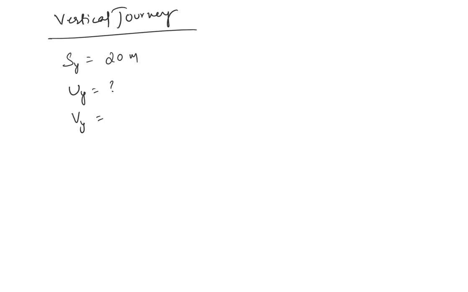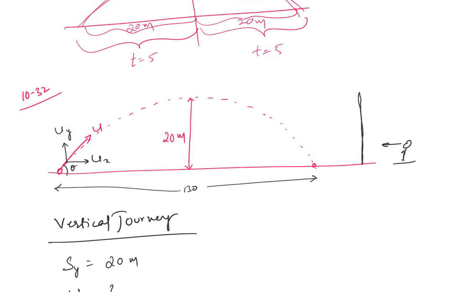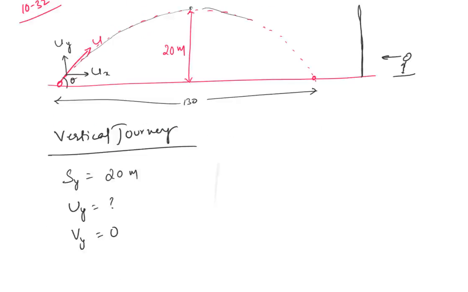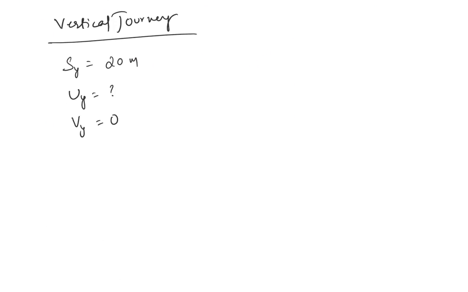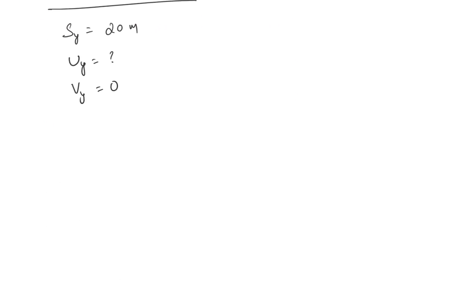Vy is 0, because, like I mentioned before, the velocity uy decreases as it goes up to this point. At the peak, the vertical velocity is 0, and then it starts increasing on the way down, but at this point the vertical velocity is 0. And of course acceleration we know is g, 9.81 meters per second squared.